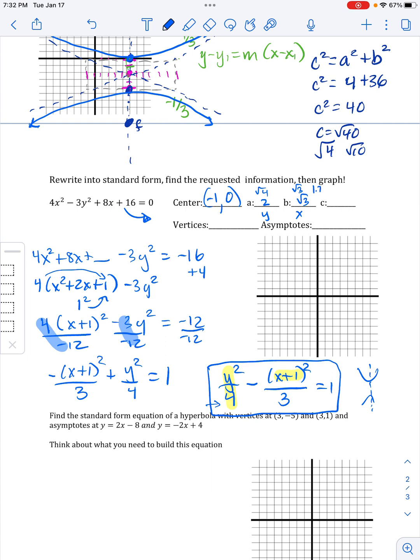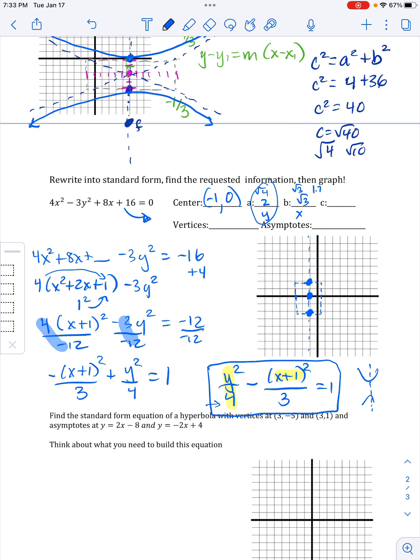My center is at negative 1, 0. I go in the y direction up 2, down 2. Since I have a vertical transverse axis because y was first in the equation, those will also serve as my vertices. Root 3 means I'm going 1.7-ish in each direction to the left and right. Good enough to get that going.